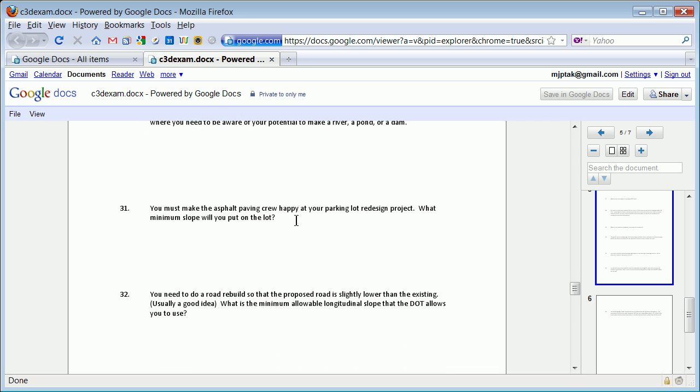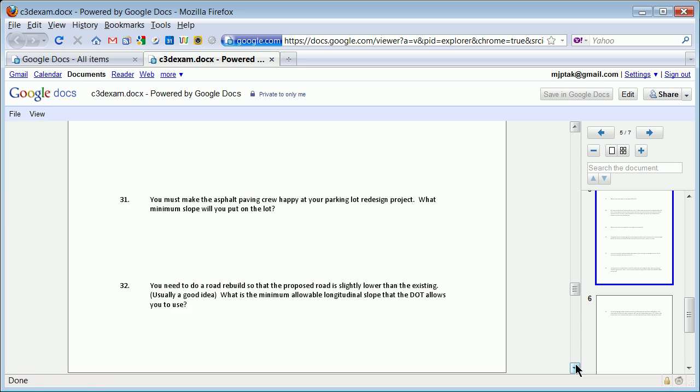1% is a pretty good rule of thumb for mass grading on asphalt. If it gets flatter than that, and sometimes it needs to, you'll tend to get puddles, which aren't the worst of all worlds, but owners generally don't like them because of icing problems.